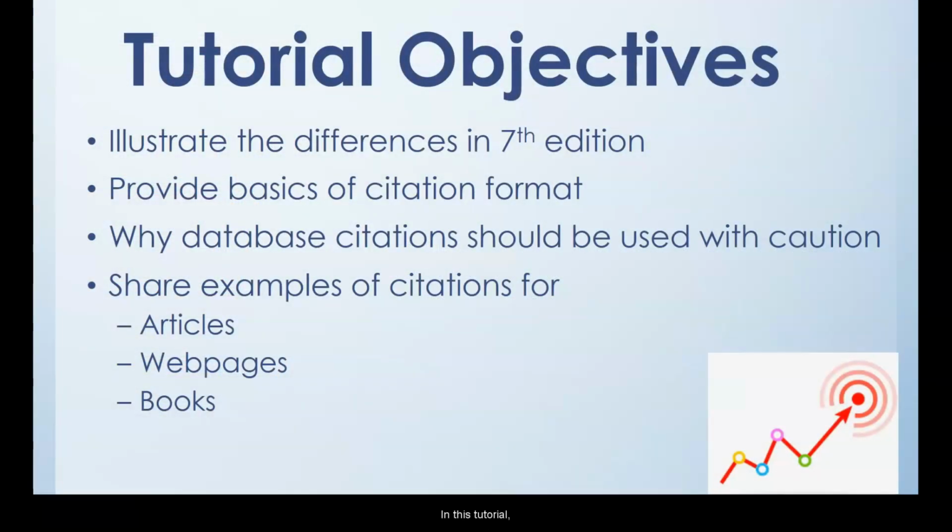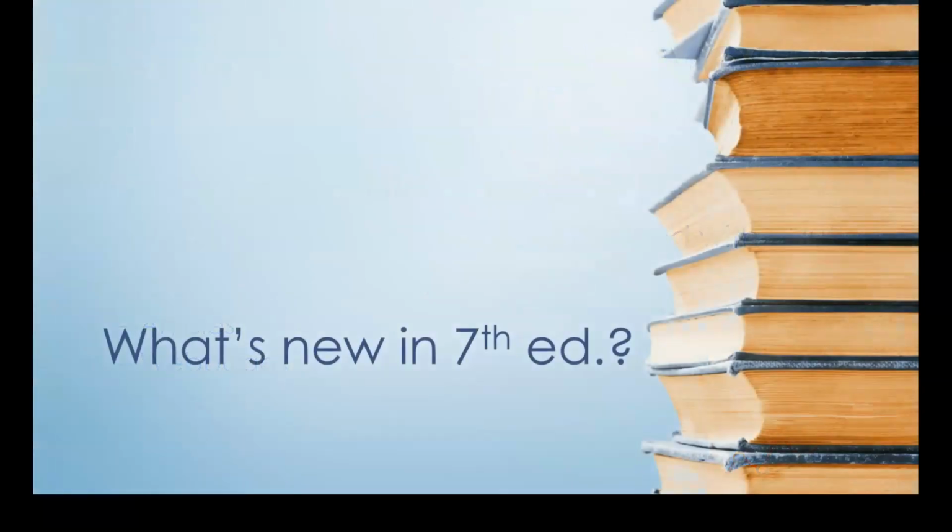In this tutorial, the main differences in 7th Edition APA will be pointed out. Basics of 7th Edition citations will be covered, along with why you should be cautious using the citation function in library databases. And examples of citations for various resources will be shared. So what's new in the 7th edition?